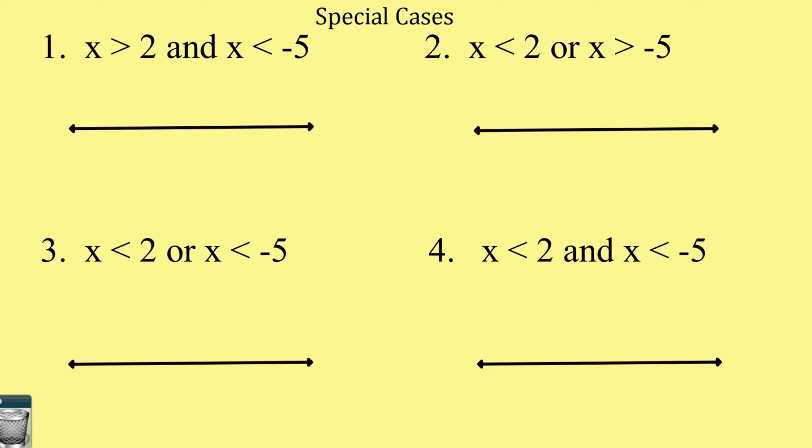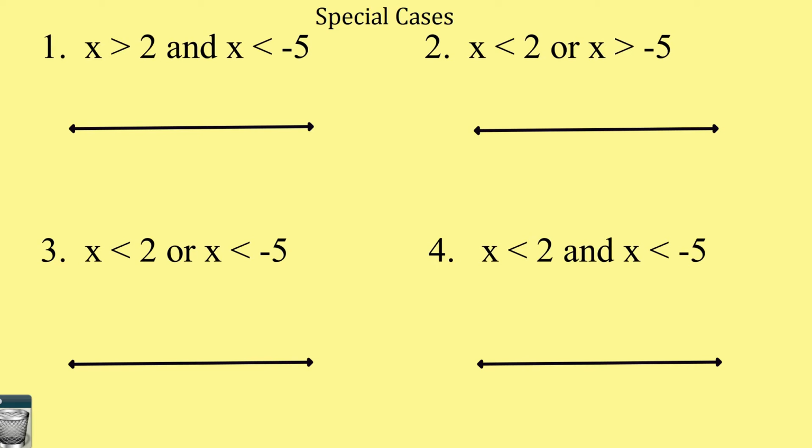Now we're going to have special cases. Those are your typical "and" and "or" statements: "and" is shaded in the middle, "or"s are shaded on the outside. However, that doesn't always happen, and I need you guys to realize that different things happen. So you need to understand the why and the how, and then that'll make your answers a whole lot easier.